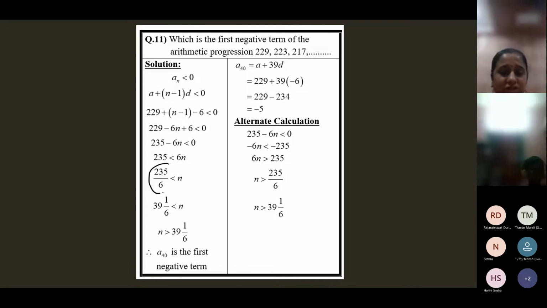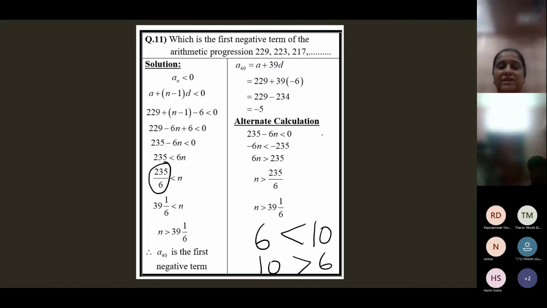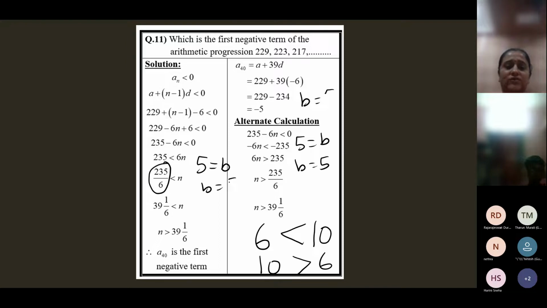Now put this as a mixed fraction. You will get 39 1 by 6 is less than n. So now children, listen to this carefully. If I say 6 is less than 10, and now I want to write 10 here and 6 here, I should reverse the inequality. I should write 10 is greater than 6. But in an equality, if you have 5 is equal to b, you will write b is equal to 5. In an equality, this is fine. If you get the answer as 5 is equal to b, that means b is equal to 5.